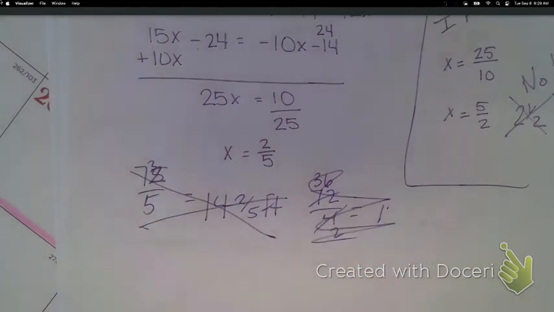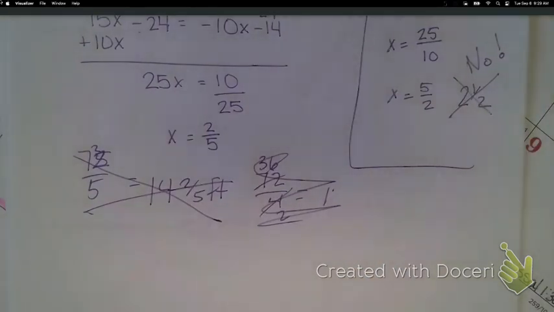Does anyone know why I'm so against mixed numbers? It's hard to check. Well, it's harder to check, but can you really do any math with mixed numbers? No. So if you can't do any math with mixed numbers, why would you change it into something and get it wrong part of the time?